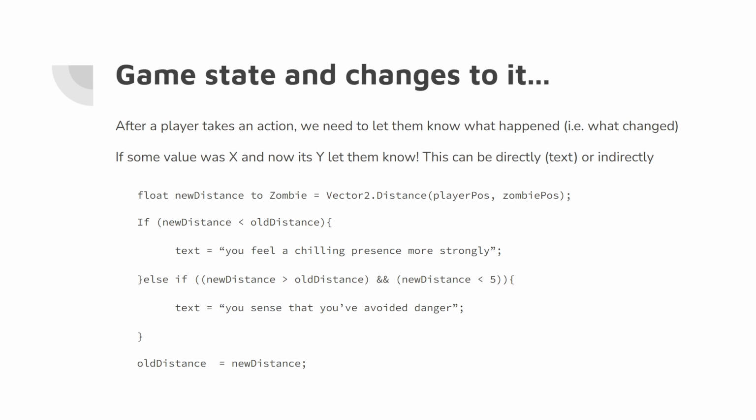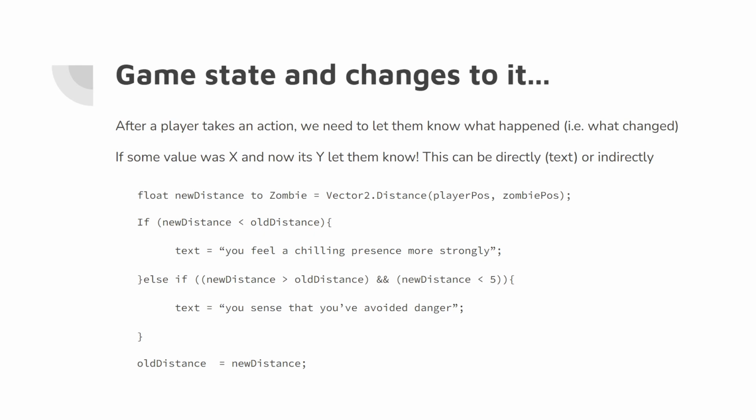So we don't have to use timers, we don't have to use the update loop. We're just using every time an action happens, so we sort of have to build our turns into that action thing. So after a player takes an action by pressing a button, we need to let them know what happened, what changed. Right? If some value was X and now it's Y, let them know.